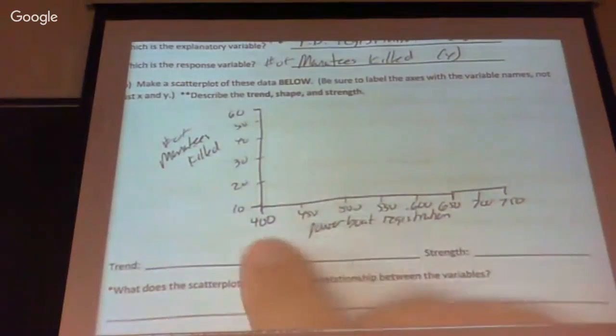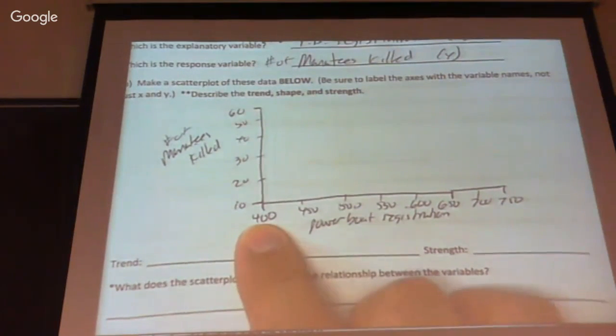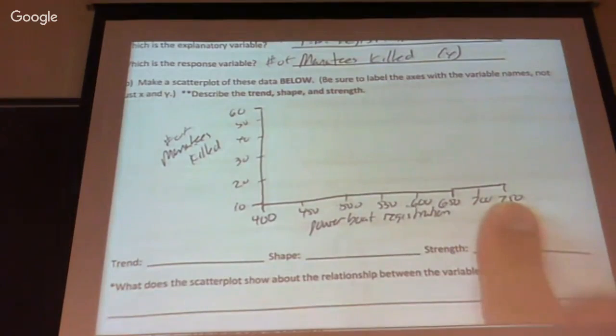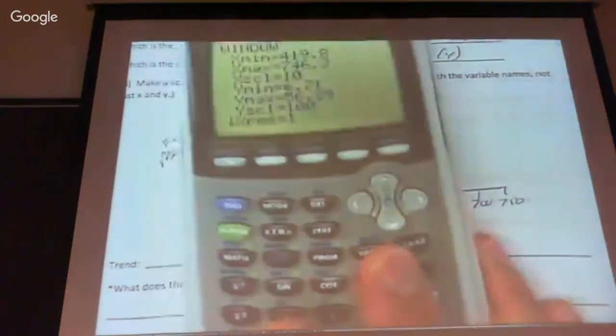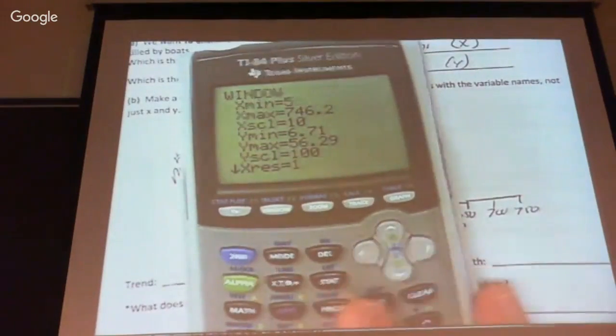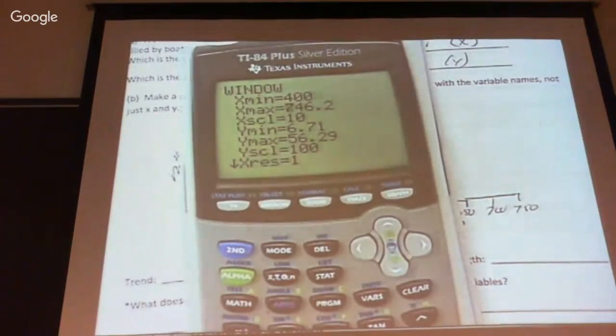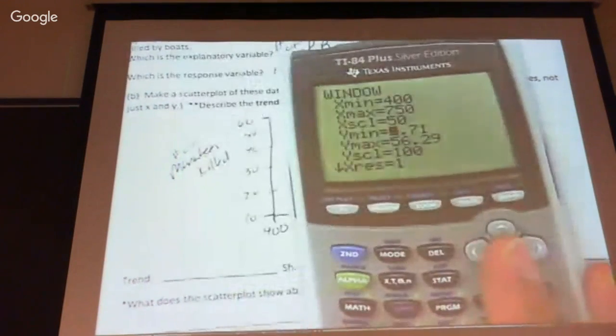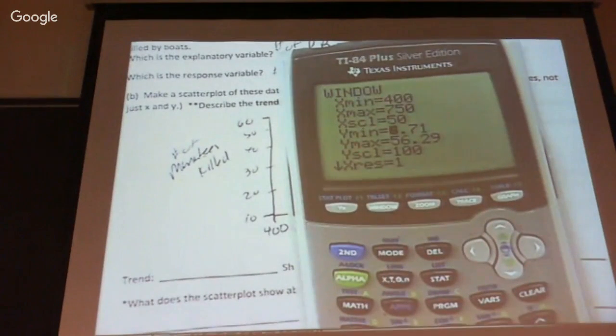Looking at your paper, the way it works is X minimum is the lowest X, X maximum the highest X, and then X scale, SCL, that's what we count by. So for us, we're going from X minimum of 400, X max of 750, and our scale is going by 50s. So X min, X max, X scale. Looking at our Y's, we decided our Y minimum is 10, our Y maximum is 60, and our scale is by tens. You don't need resolution, you don't need to worry about the stuff below, you're good there.